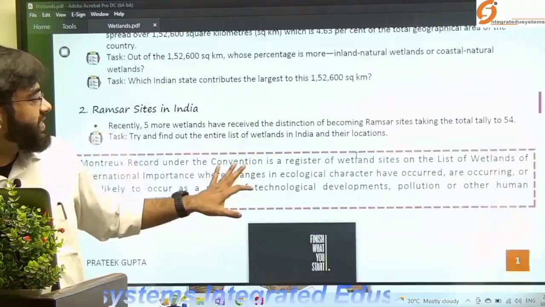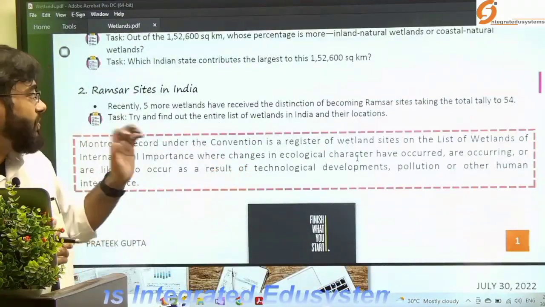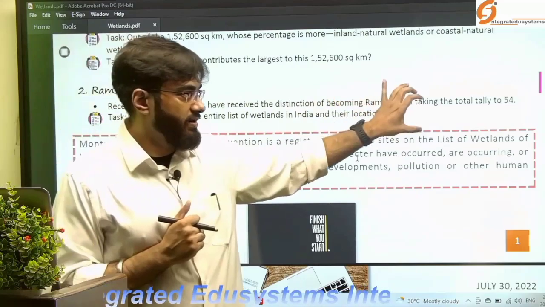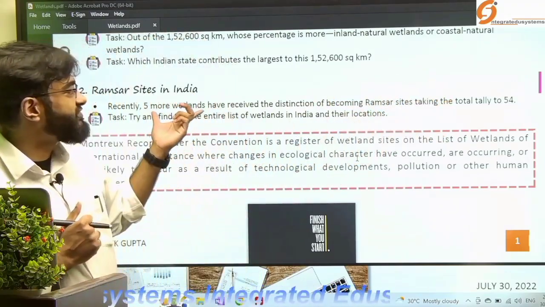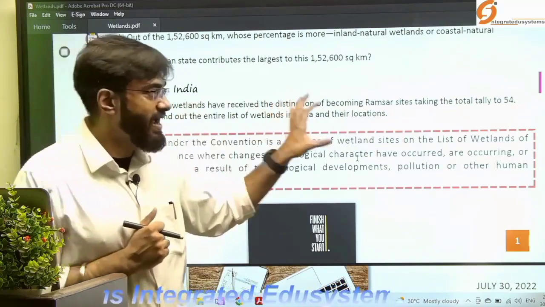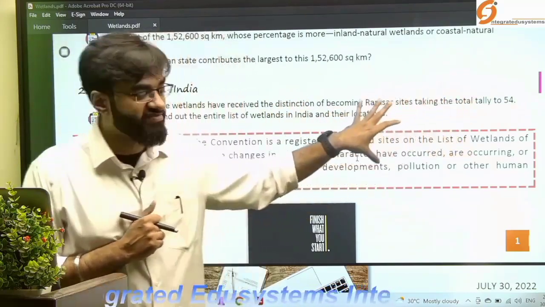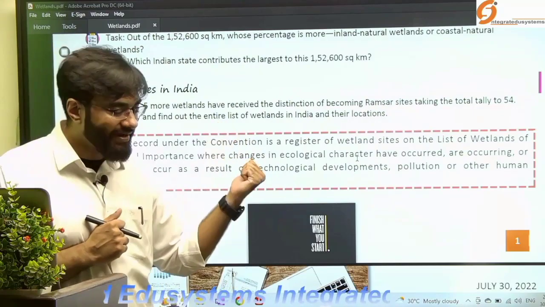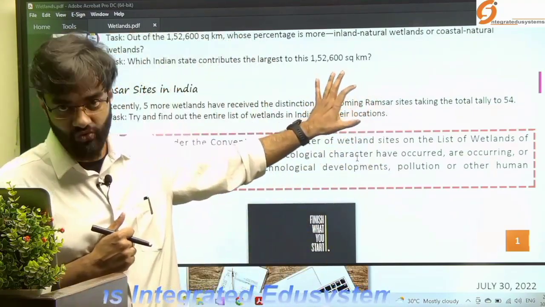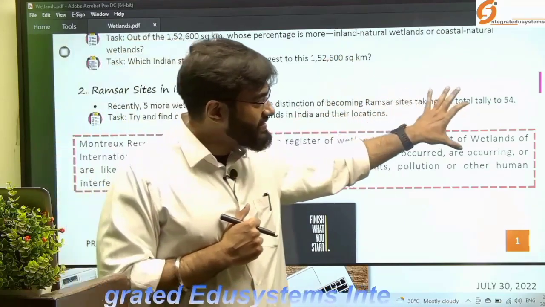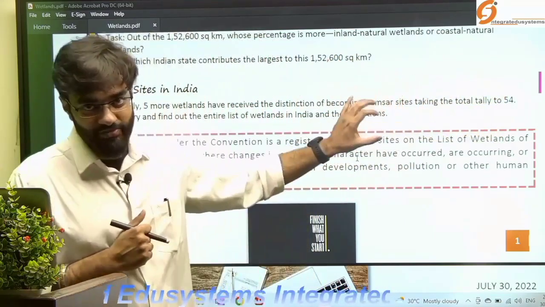Then Ramsar Sites in India. I had actually prepared this data a while back. At that time 5 more wetlands had been added, and I had also created a brief map, which I'll show you. But recently 10 more wetlands have been added, so the total now stands at 64. These things you have to keep yourself updated with.